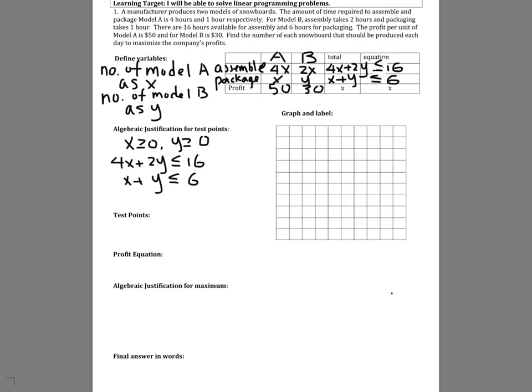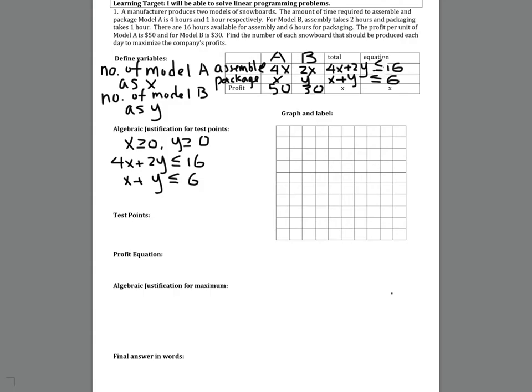So again, I mentioned that the clue comes from what you are looking for, and most of the time it lands on the very last sentence. Find the number of each snowboard that should be produced. So number of snowboards. Let's name the number of Model A as X, and the number of Model B as Y. So for each day, they assemble X of Model A and Y of Model B.